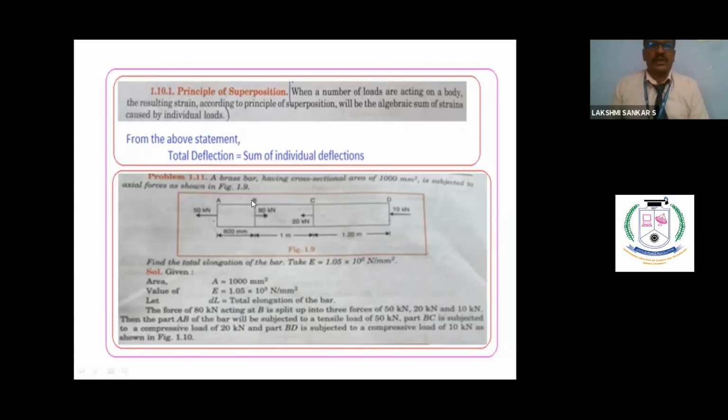Now you see the brass bar is there. Brass bar means Young's modulus is to be given. It is 1.05 into 10 power 5 Newton per mm square. The cross-section area is given there. E is given. They are asking for the change in length. Here, we have to analyze what load AB is experiencing, and what loads BC and CD are experiencing. For that, we have to do a small calculation.